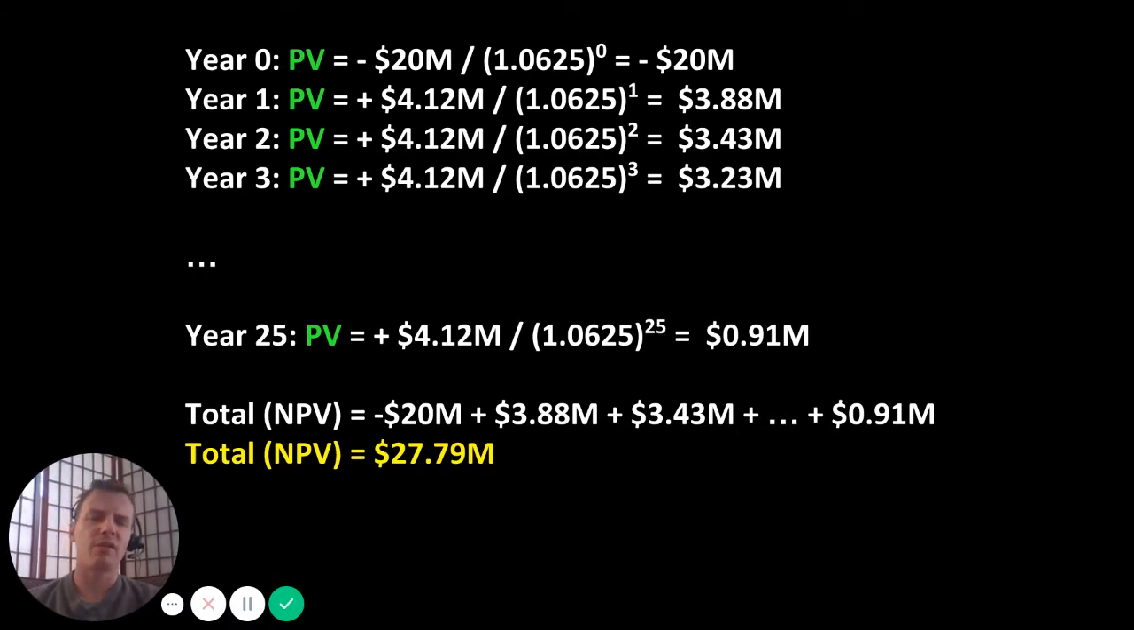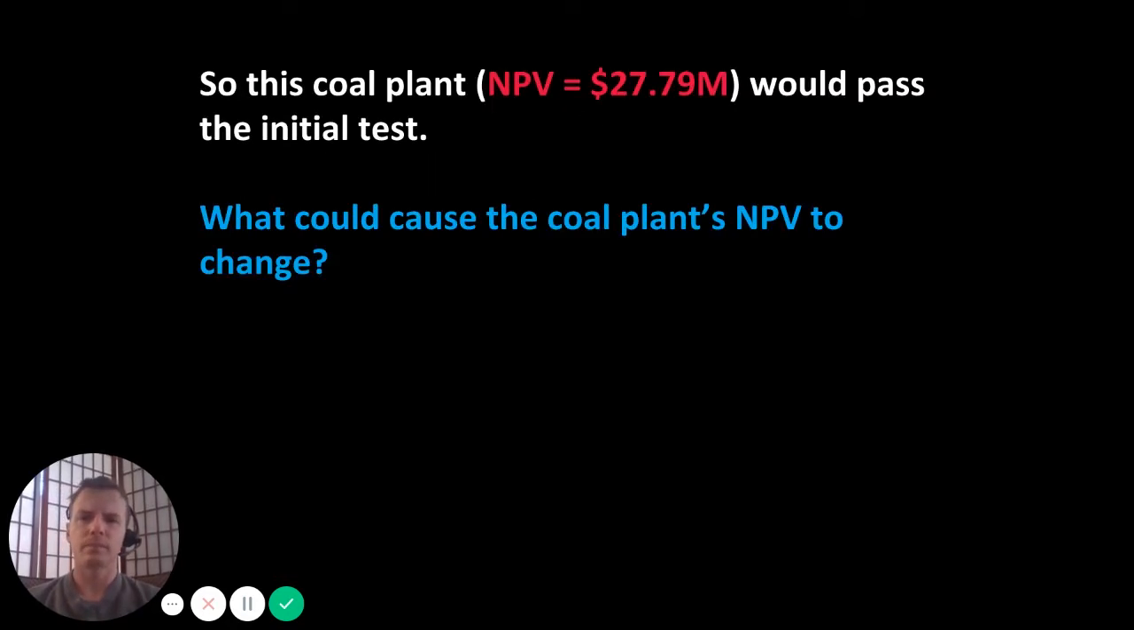And if we added everything up, what we would get is a total net present value of $27.79 million for this power plant. So what does that mean? This net present value of $27.7 million might pass the initial test if we use this really simple rule of thumb that the net present value has to be greater than 0. It certainly would meet that threshold.